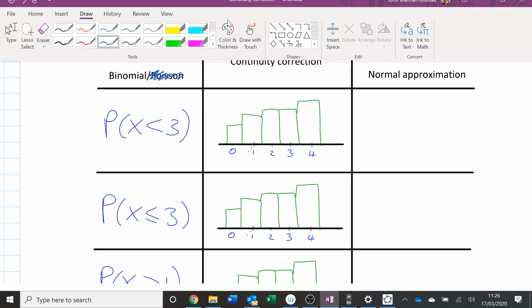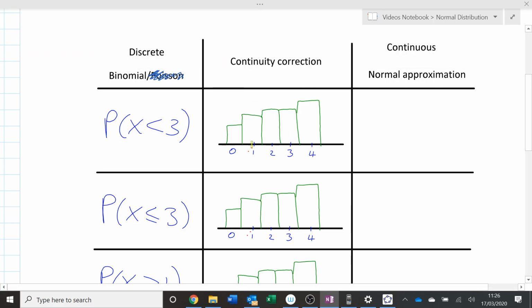So this is how we do it. I always draw a little picture. Just around the number that I'm interested in, I draw a little bar graph. What we actually do is fatten up each of the values, and we're going to go halfway in between depending on what the value is. So this is what we're going to do. Probability of x is less than 3. I'm going to look at this and shade in the bits that are less than 3. So less than 3 is 2 and below.